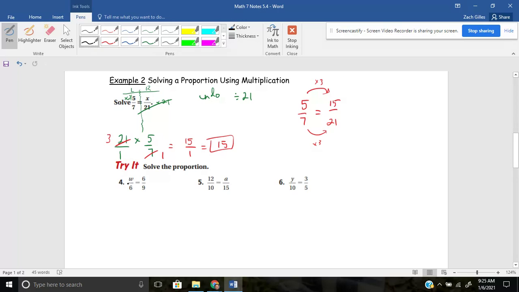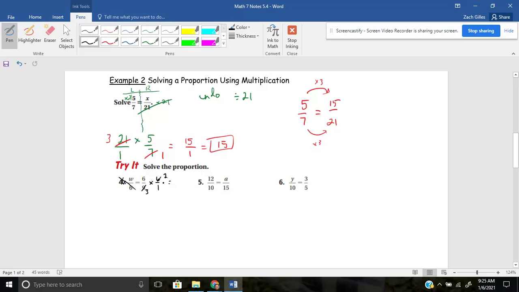All right, here W is being divided by 6, so I'll multiply by 6 on both sides. Dividing by 6 and multiplying by 6 cancel out. I'll simplify first. 6 and 9 can both be divisible by 3. So 6 divided by 3 would be 2. 9 divided by 3 would be 3.